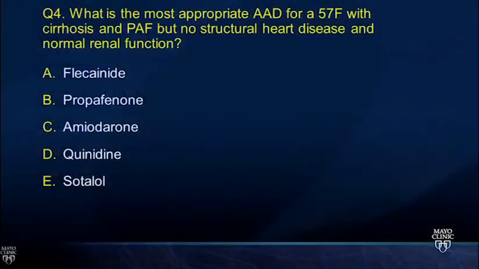Okay. What is the most appropriate antiarrhythmic drug for a 57-year-old female with cirrhosis and PAF, but no structural heart disease and normal renal function?